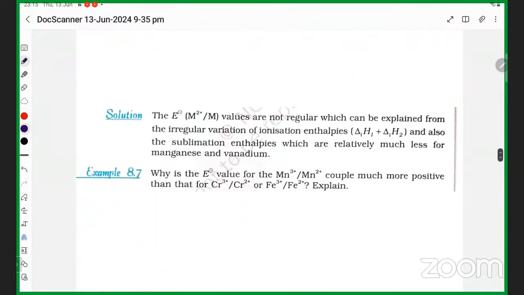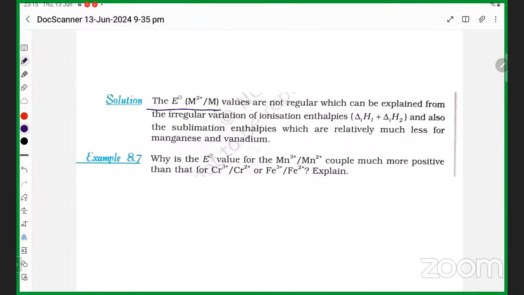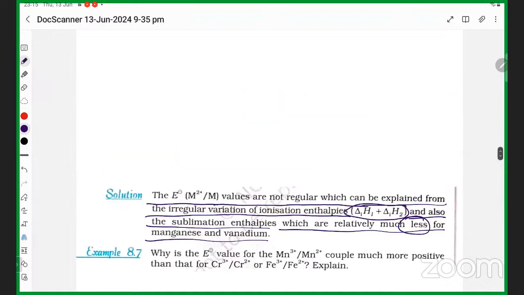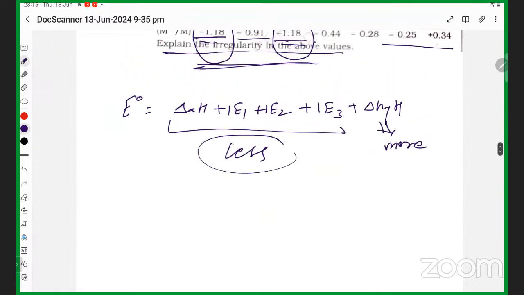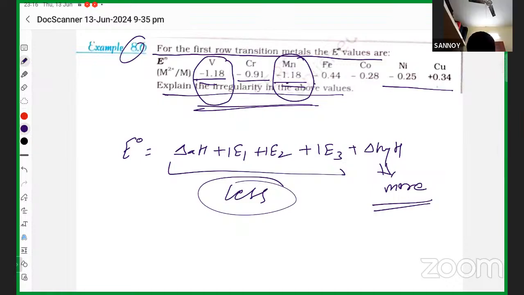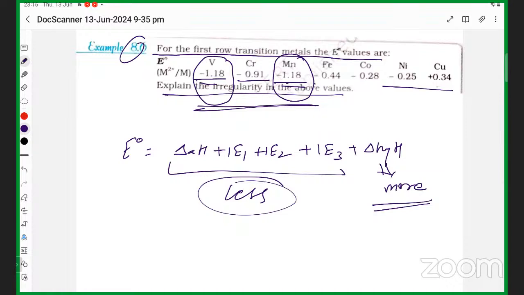Let us see the answer. E naught M2 plus upon M values are not regular, which can be explained from the irregular variation of ionization enthalpy, IE1 and IE2. Also, the sublimation enthalpy is relatively much less for manganese and vanadium. So for manganese and vanadium we write less sublimation enthalpy and more hydration enthalpy. That is why they have irregular trends of E naught value. Is it okay? You can write any statement if you want.